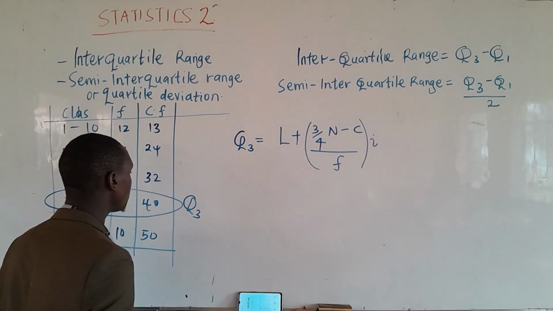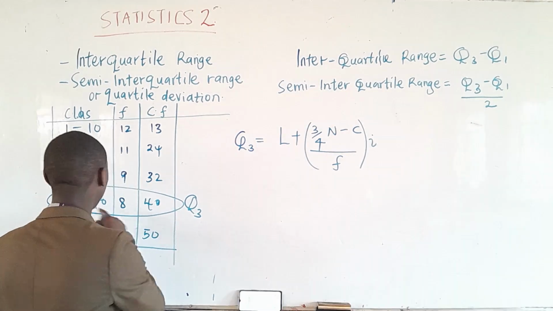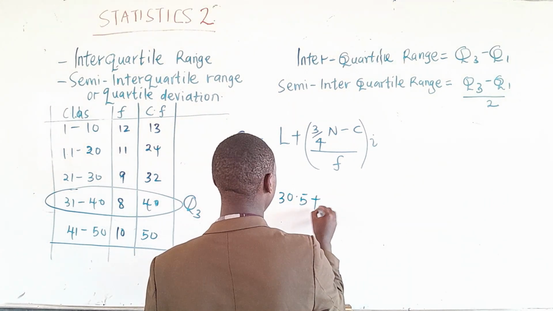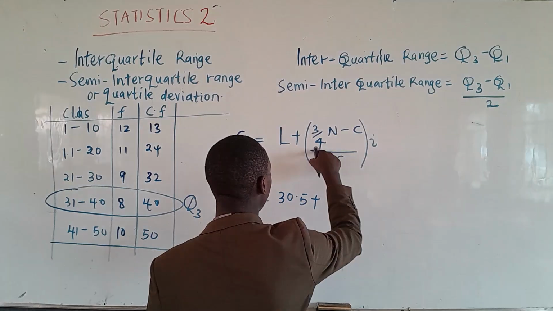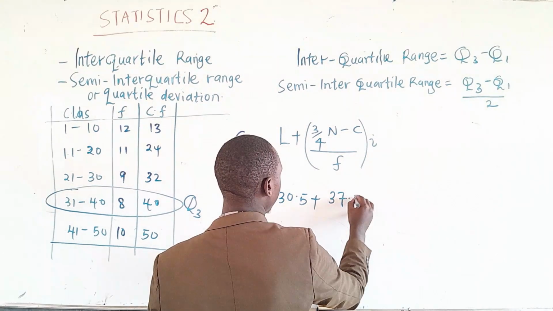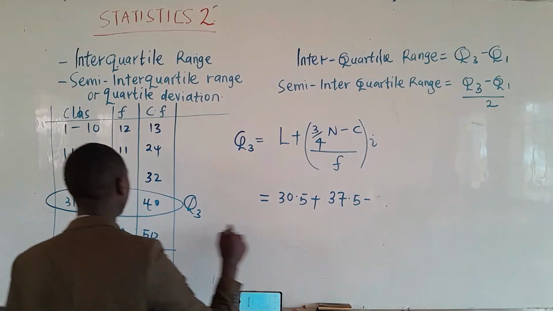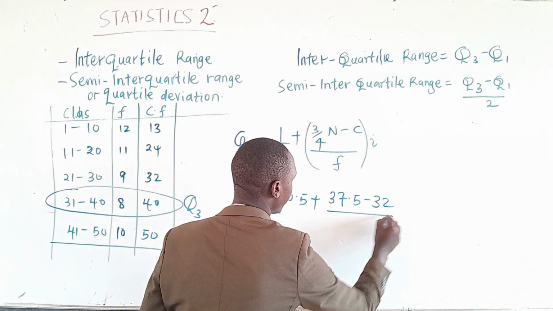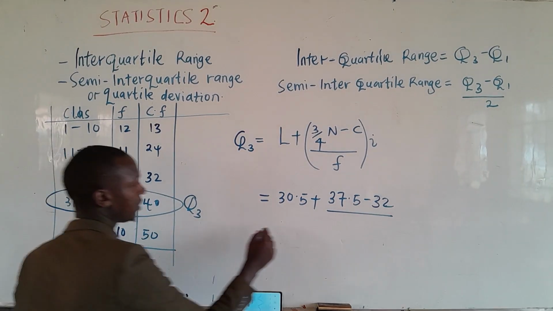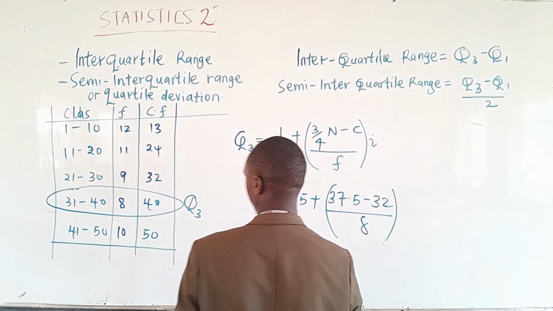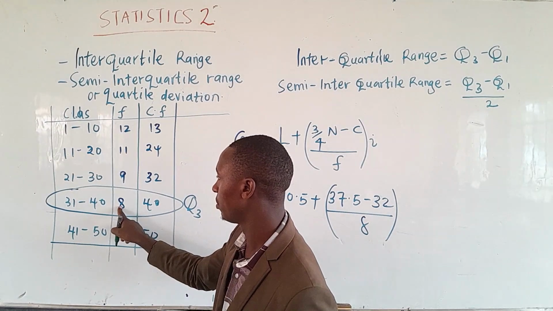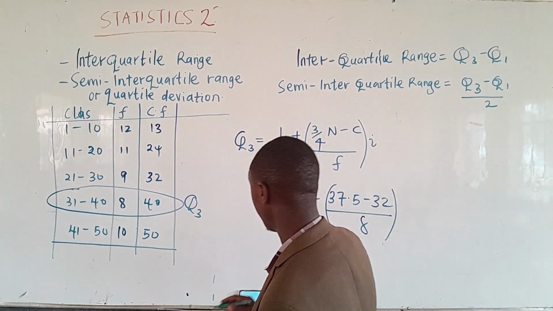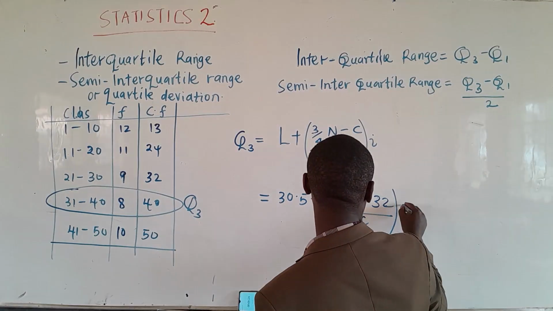Okay, so the lower class limit for this class is 30.5, plus 3 over 4 multiplied by 50, which is 37.5, minus C. C is the cumulative frequency above our Q3 class, which is 32. Divide that by the frequency of our class, which is 8, and we multiply that by the class interval. The class interval is the upper limit minus the lower limit, that is 41.5 minus 30.5, which is exactly 10.